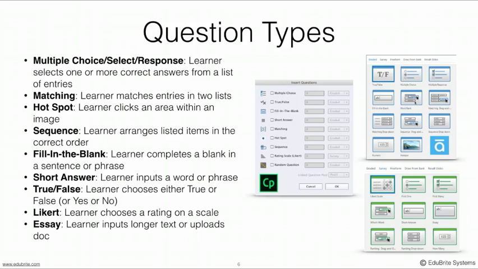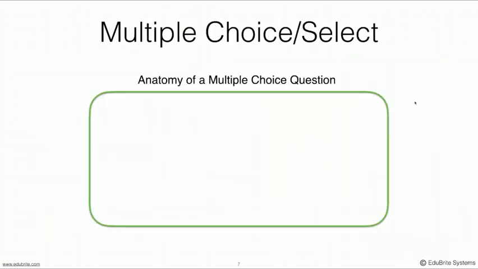Word bank, you might notice over here, is similar to a multiple choice question in its mutual exclusivity, but it's essentially a multiple choice in menu format rather than having all the choices listed out. And this is good for when you have limited screen real estate. So we're going to talk about multiple choice questions a little bit more here.